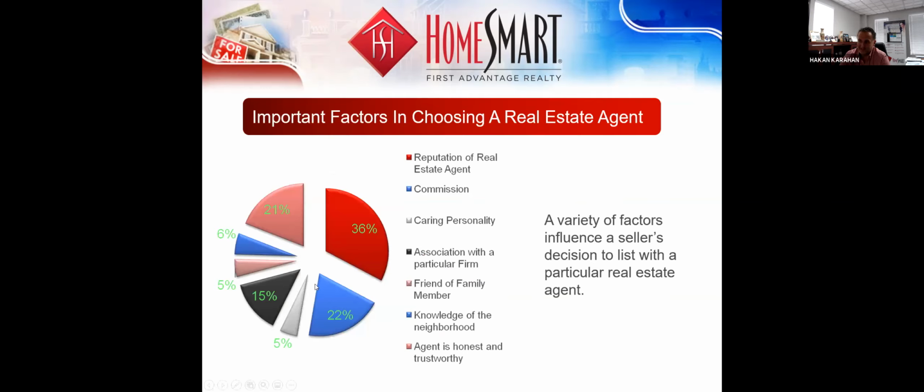So here's the importance factors choosing real estate agents. You see that 15% pie? Association with a particular firm. So that's how important a particular real estate company is to represent that seller. And if you look at the biggest pieces of the pie, reputation of the agent. If the agent is reputable, that's where it comes in. 21%, agent is honest and trustworthy. So right there, 57% of the decisions are made based on the agents and who they are.